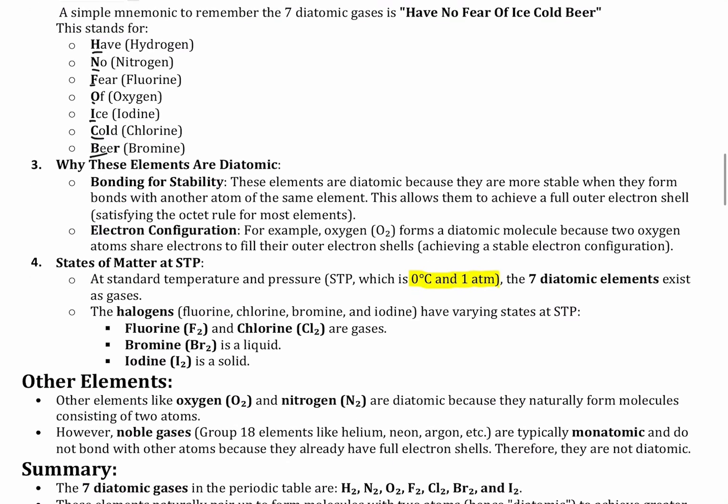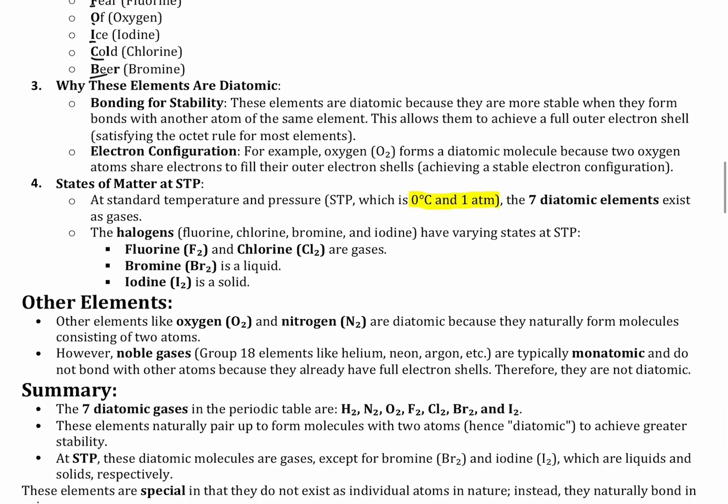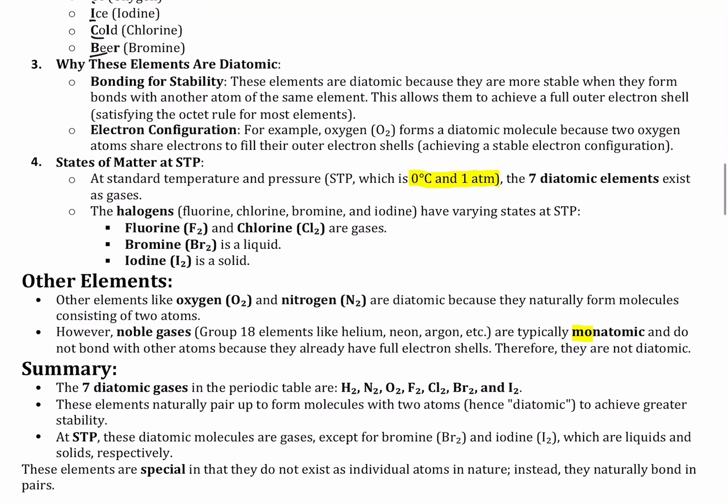We have here some of the diatomic gases, which are fluorine, chlorine, bromine, and iodine. These are halogens. Other elements are also diatomic, and we have noble gases. However, it's important to understand that some noble gases are typically monatomic, so one atom by itself, and they do not need to bond with one another because they already have a full electron shell. So they are not diatomic.